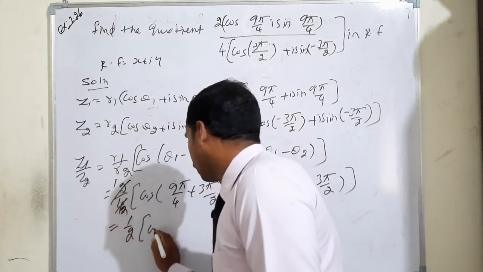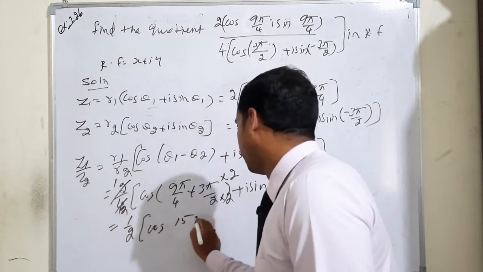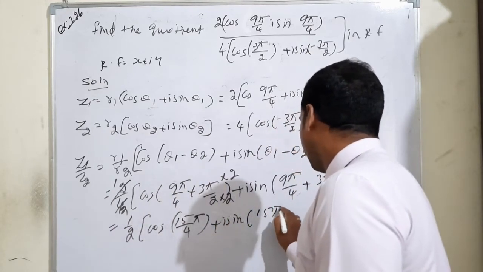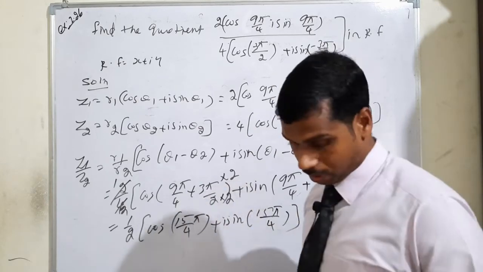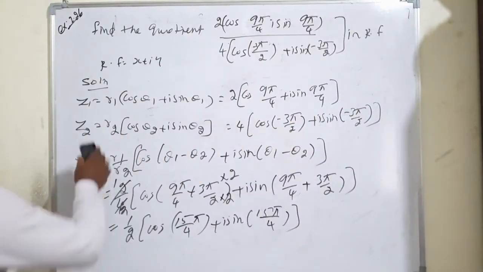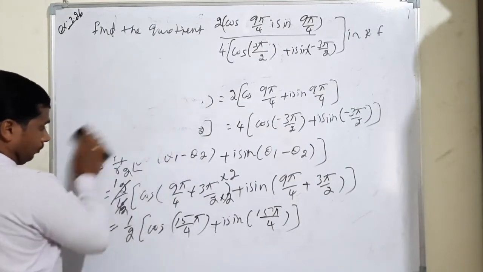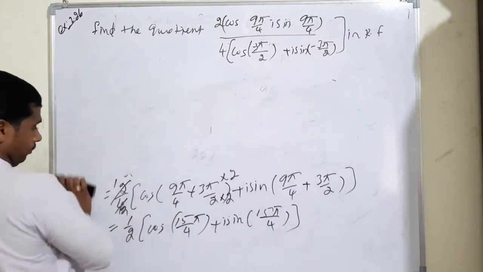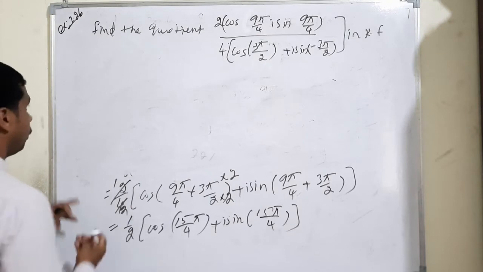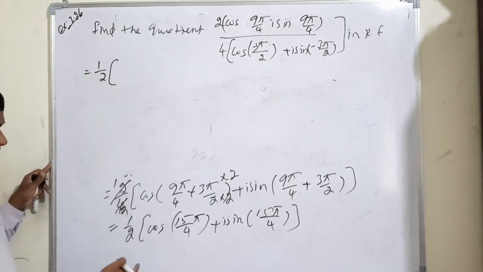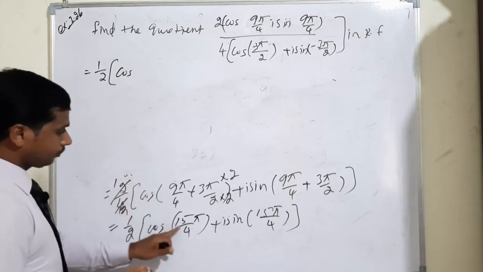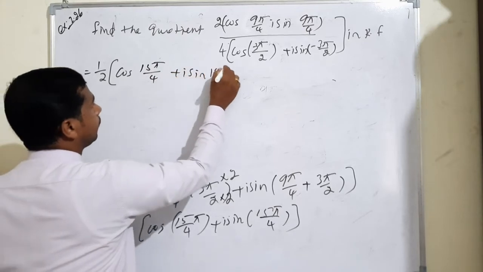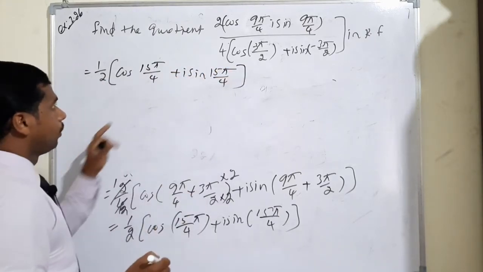So 1 by 2, then cos of 15 pi by 4 plus i sin of 15 pi by 4, isn't it? So now 1 by 2 is constant, then cos 15 pi by 4 plus i sin 15 pi by 4. So how to split 15 pi by 4?